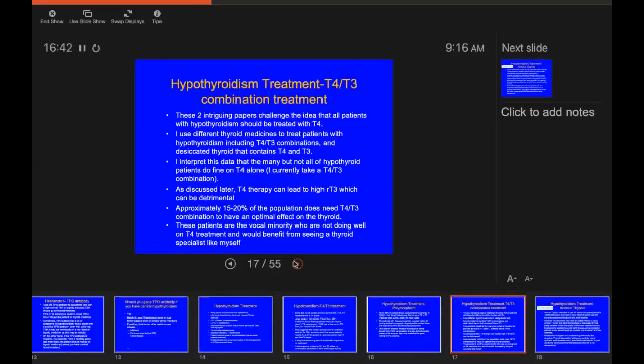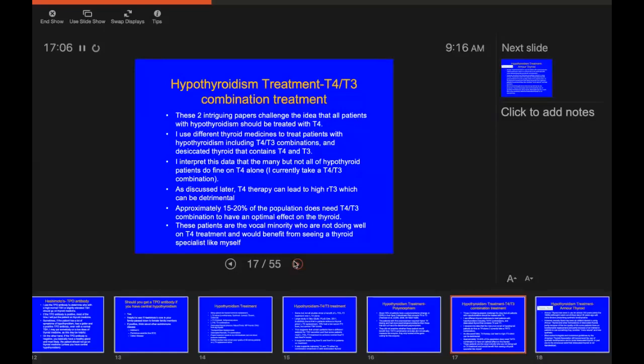And at my county job, patients have lots of other problems. Almost all of them I give T4, and they all do pretty well. But I think there's a percentage of vocal people that would come to see me, who are not satisfied with their current care, and they would benefit from different combinations. So you can use T4 and T3 combinations, or you can use desiccated thyroid that has T4 and T3 in it.